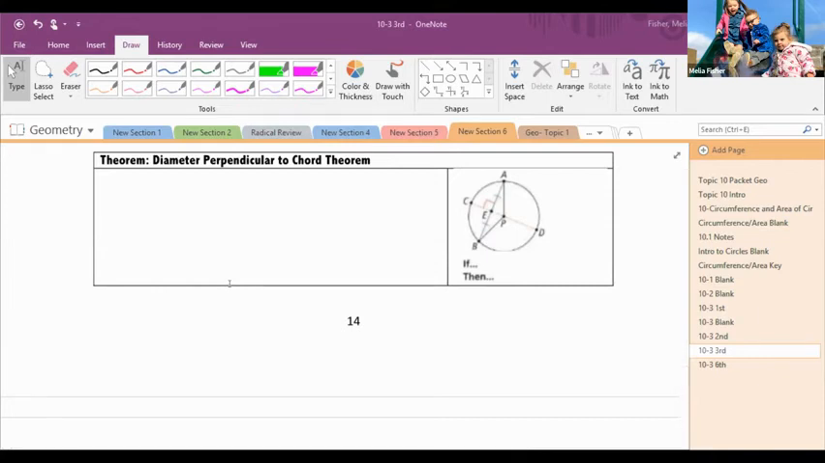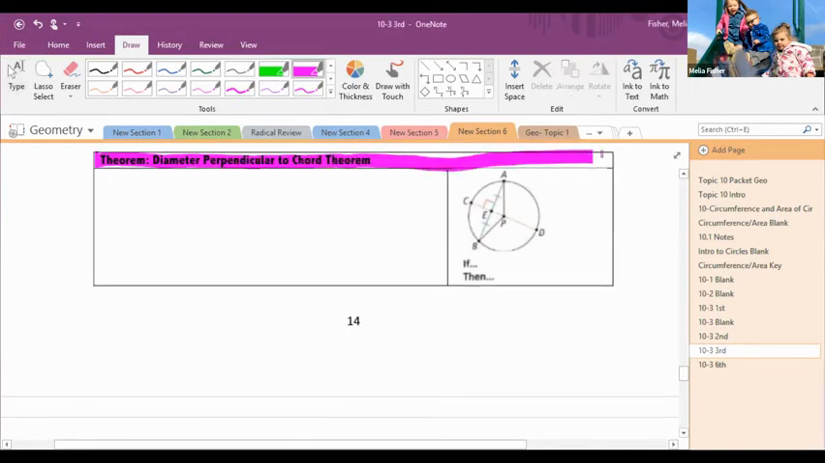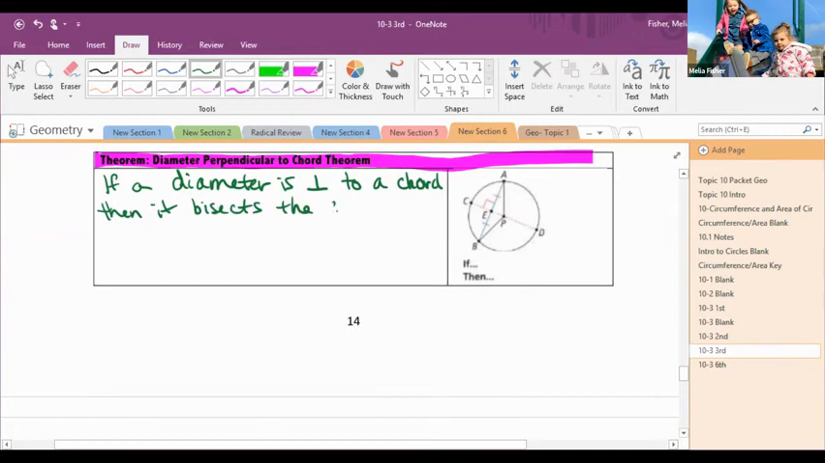We have our next theorem, which is the diameter perpendicular to a chord theorem. And it says, if a diameter is perpendicular to a chord, then it bisects the chord.